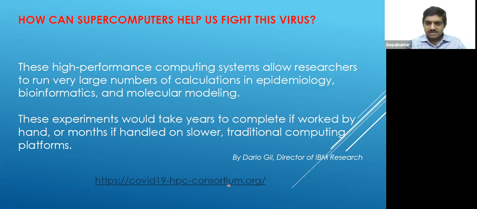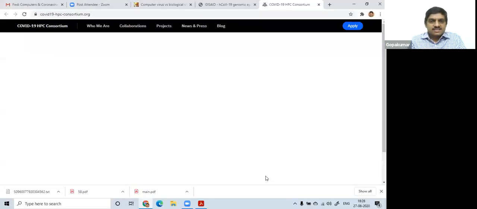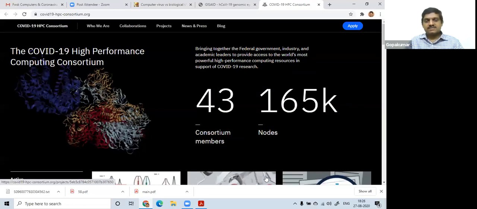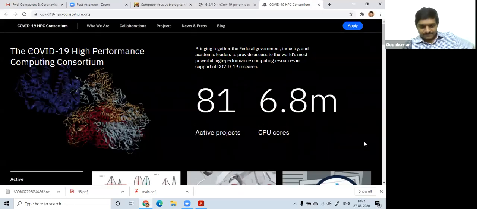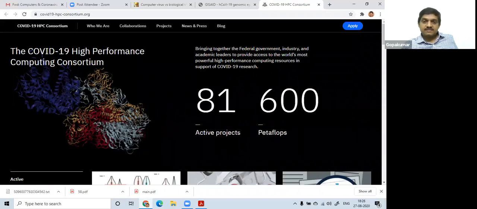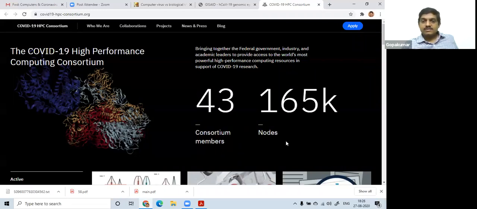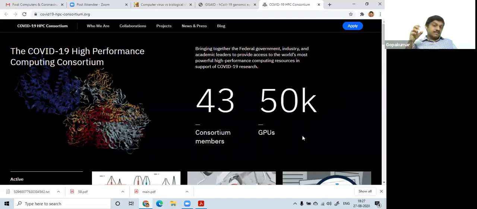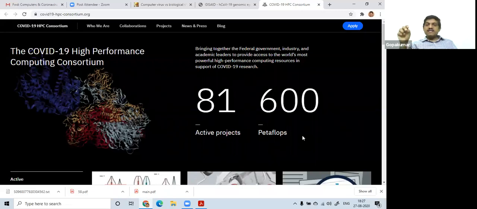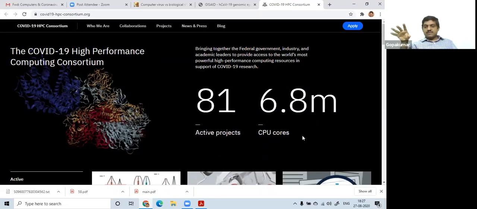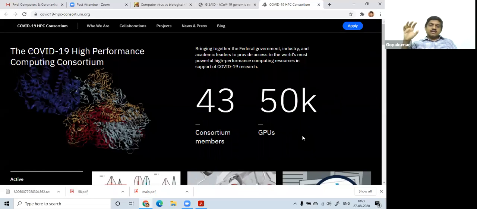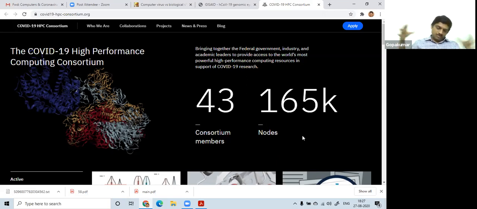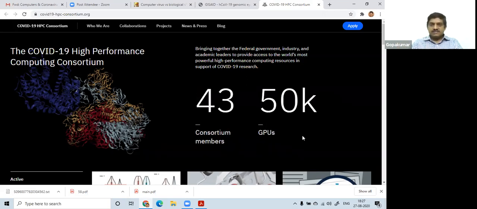Based on this, IBM and other big giants have produced an HPC consortium for COVID-19 itself. That's a very interesting thing. You can see that there are 81 active projects with 43 members, and 6.8 million CPU cores and 50k GPUs. GPUs, graphical processing units, all these increase computational power, that means more people are joining, and all these are being used.